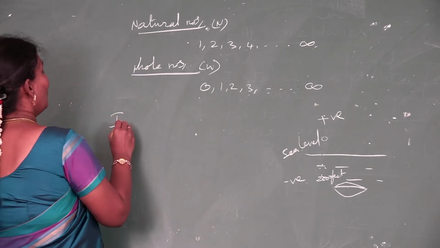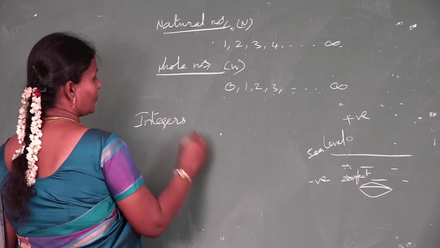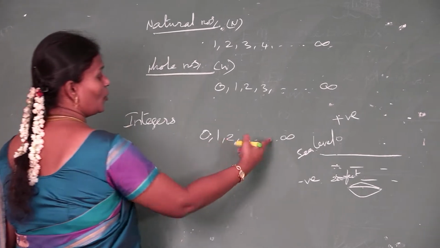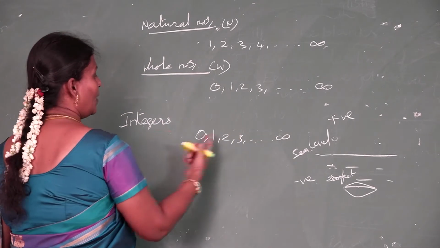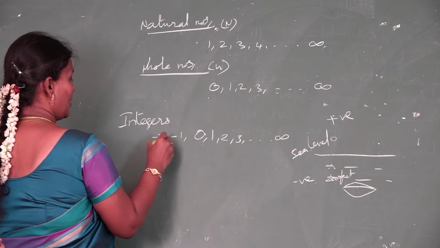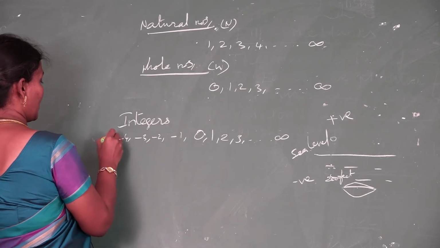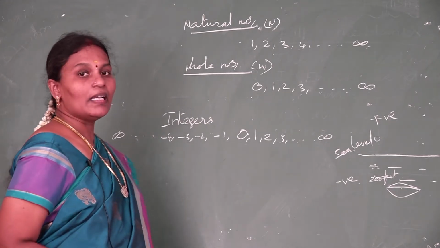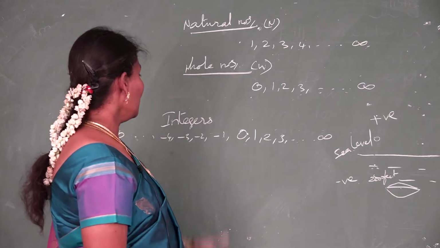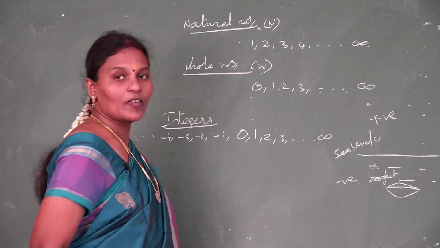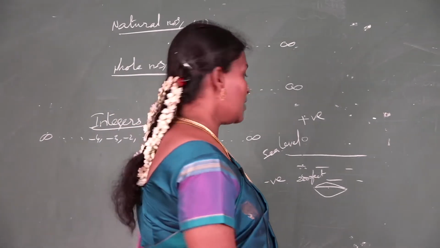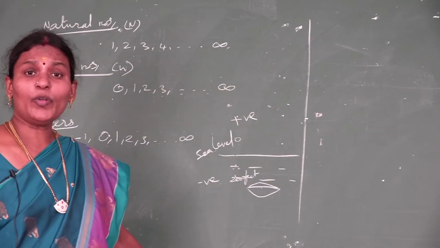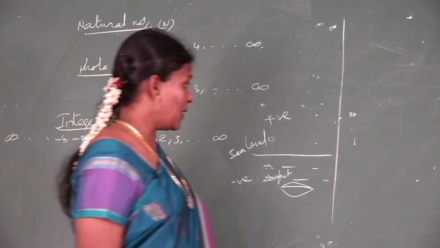Okay? So, what are integers? The whole numbers 0, 1, 2, 3, etc. to infinity, added with minus 1, minus 2, minus 3, minus 4, etc. to infinity. So, whole numbers added with the negative numbers are called integers. Do you understand, children? What are integers? Okay, very good.